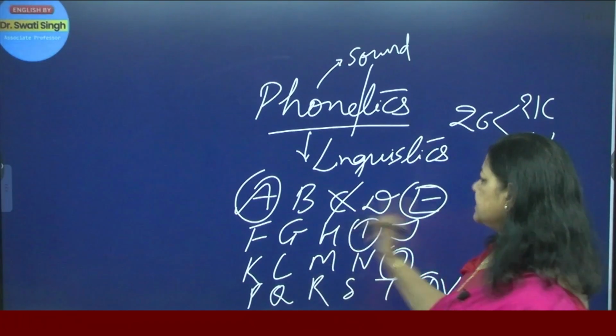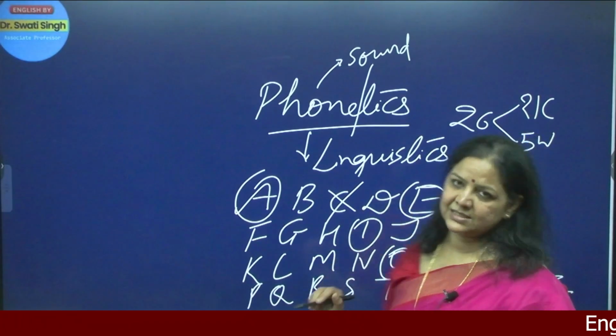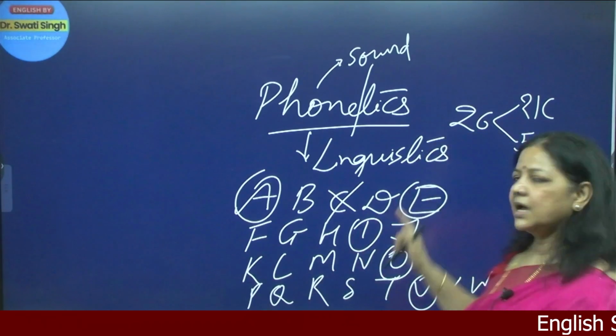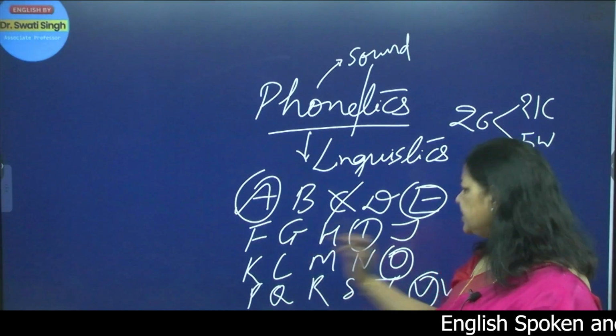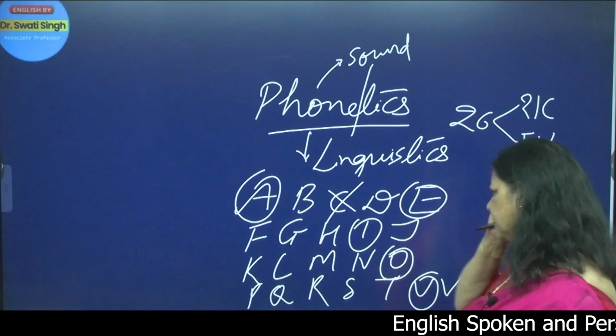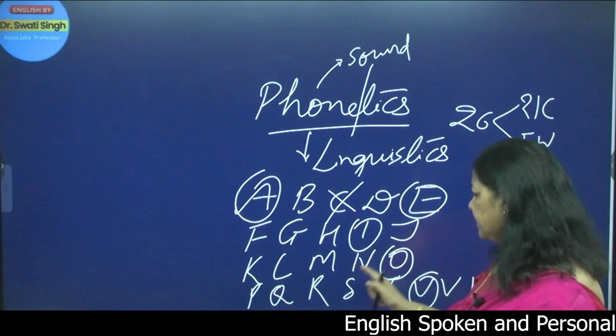So they have cancelled it. But D is accepted because D is pronounced as it is. F is pronounced as it is. G is same. H is same. J, K, L, M, N, O.